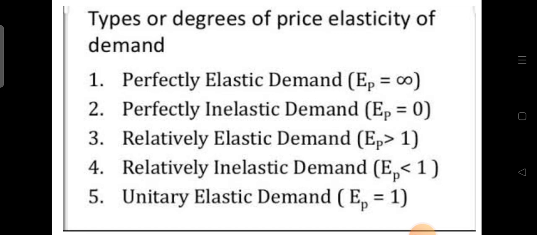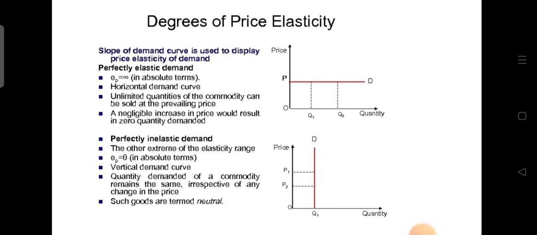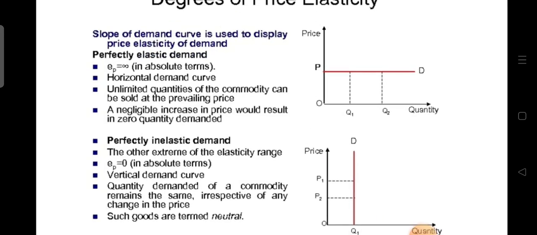Unitary elastic demand is where the E value is equal to 1, elastic demand is greater than 1, and inelastic is less than 1. So these are the different types of demand. Let us see one by one. As I told, perfectly elastic, EP is infinity; perfectly inelastic, EP is equal to 0; relatively elastic, EP is greater than 1; relatively inelastic demand, EP is less than 1; unitary elastic demand, EP is equal to 1. Let us see one by one what this means.